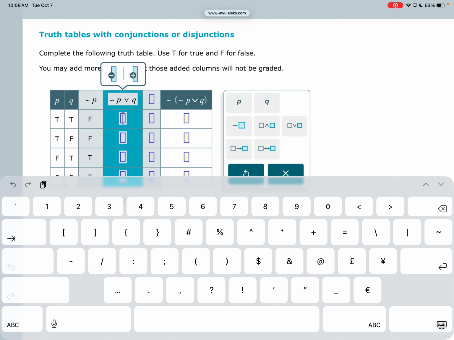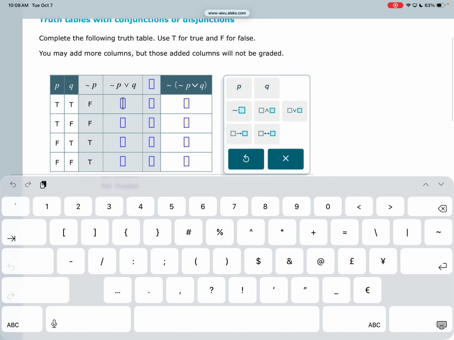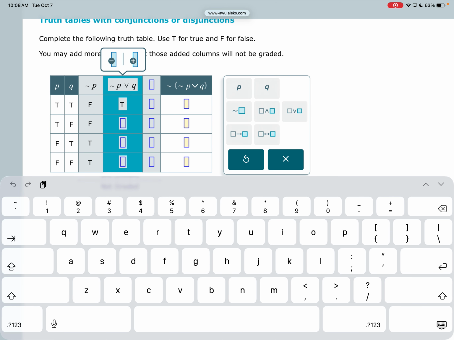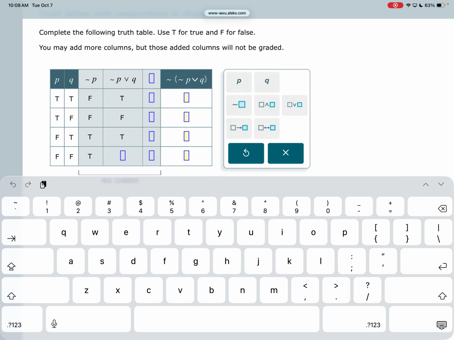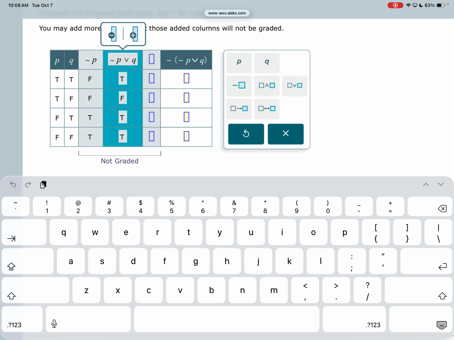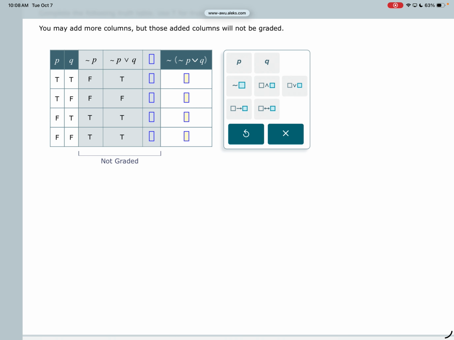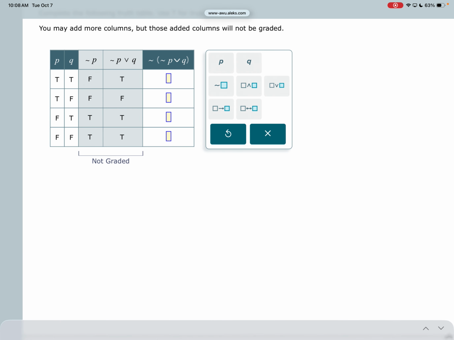So what's my rule for or? It's only false if they're both false, right? So true and false would be true. Here's false and false. That'd be false. True and true would be true. False and true would be true. It is only false when they're both false. Oh, and actually I don't need this column, do I?